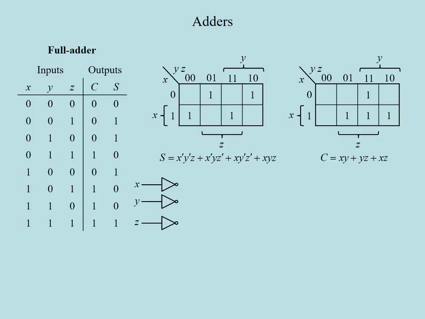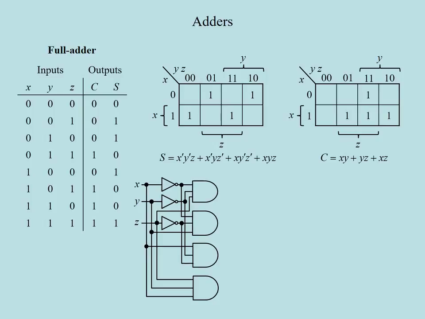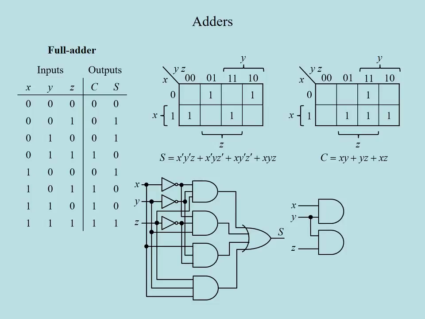To obtain the circuit diagram for S, first generate X prime, Y prime, and Z prime, then use AND gates to implement all minterms of the function, and finally combine the outputs of the AND gates by a 4-input OR gate. Drawing the circuit for the carry bit is simpler. AND gates to generate the 2 literal terms and an OR gate that outputs C.